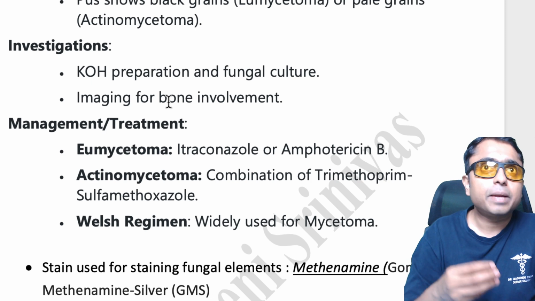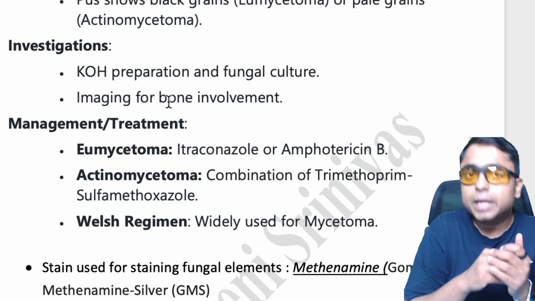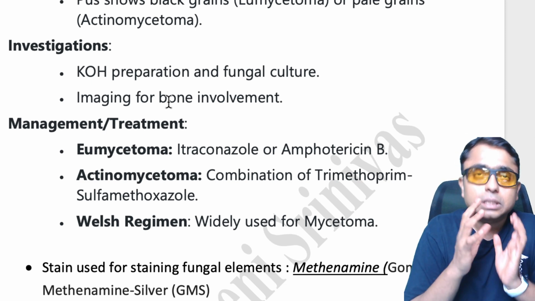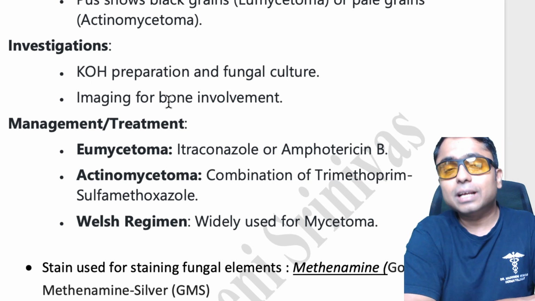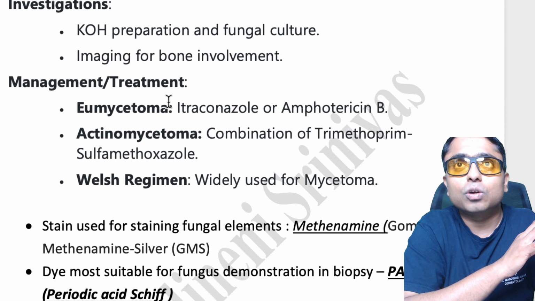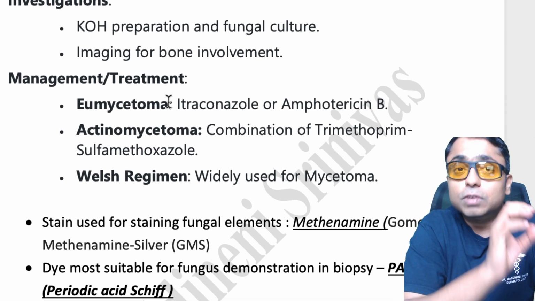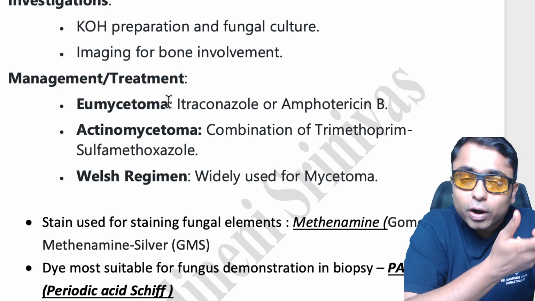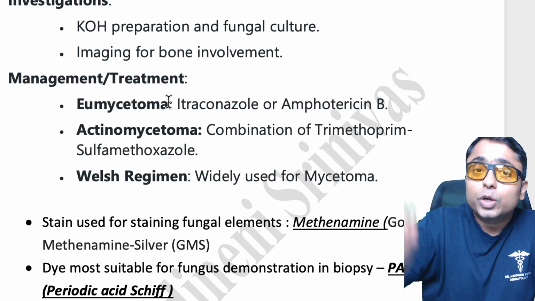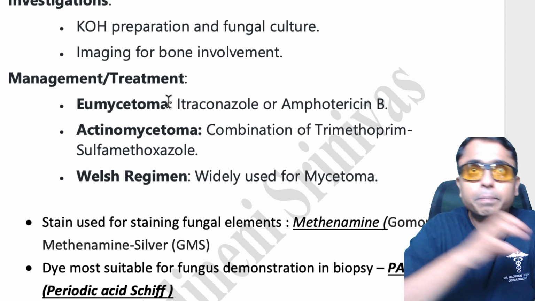KOH and fungal culture can be used, and bone involvement can also be present, so it is a very deep infection, and remember imaging can also be done to diagnose this condition. Management is going to be very interesting. Here eumycetoma is fungal, so antifungals will be used, itraconazole commonly. And if it is bacterial, we are going to use the regimen called the Welsh regimen, which consists of antibacterial agents, and we have a modified Welsh regimen in which we use a cotrimoxazole, amikacin and rifampicin combination to treat the patients.